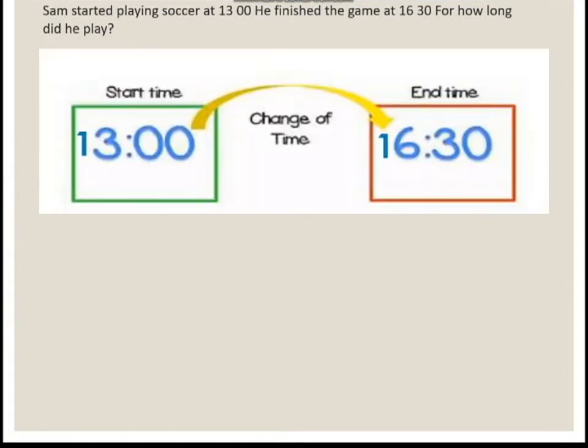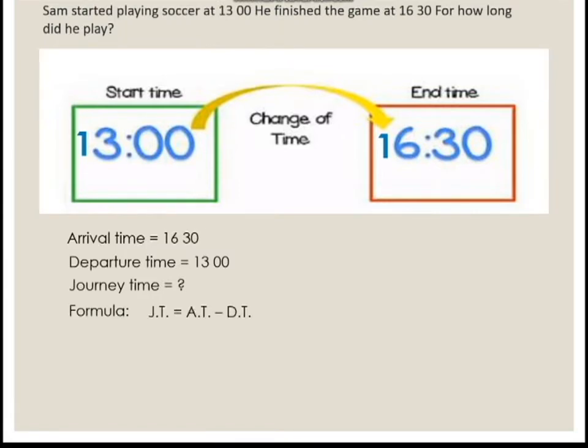The journey time which we need to find out, what is the formula? That is arrival minus departure. I use the short form for it. The arrival time is 16:30 and the departure time is 13:00, and then we do the subtraction. Always remember, we line up the minutes under the minutes and the hours under the hours. Let's have a look at the subtraction. 30 minus 00 is 30. 16 minus 13 is 3. So what is the journey time? It's 3 hours 30 minutes.